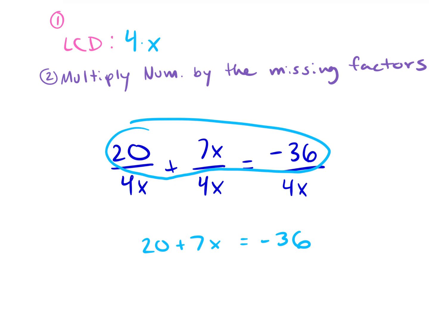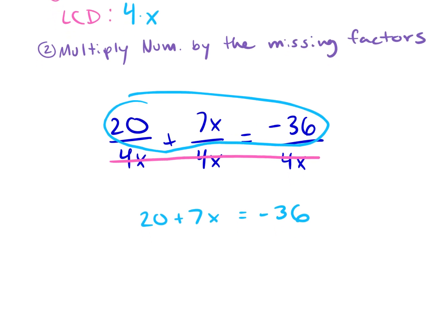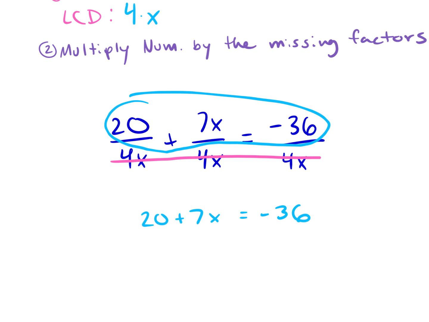We get rid of the whole denominator. So we only care about the numerators. Everything with the numerators stays the same. The denominators just go away, so we get rid of the fractions. And then from here, we would just solve.